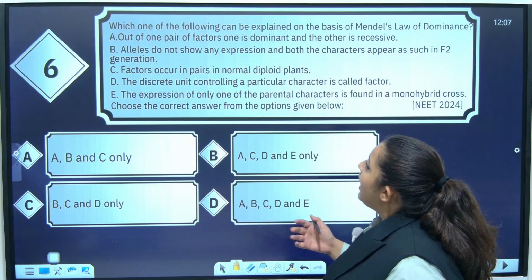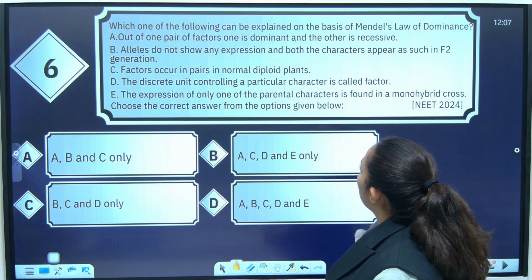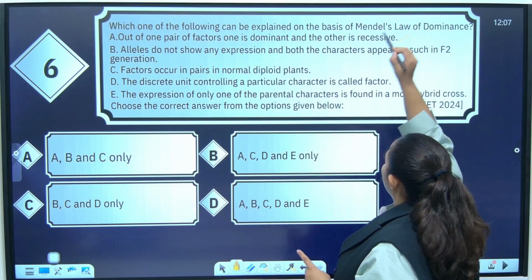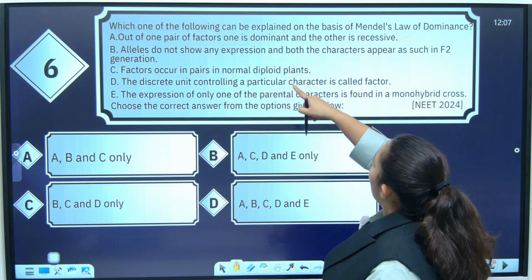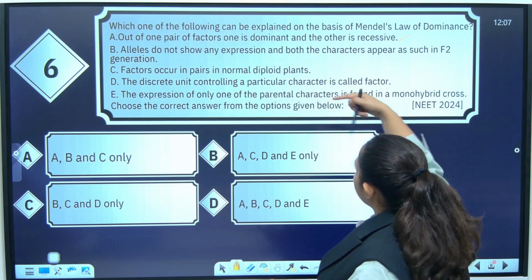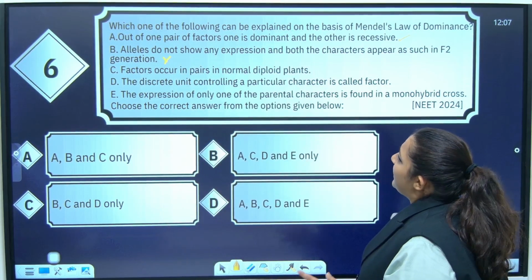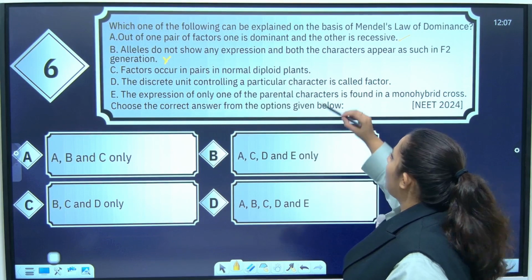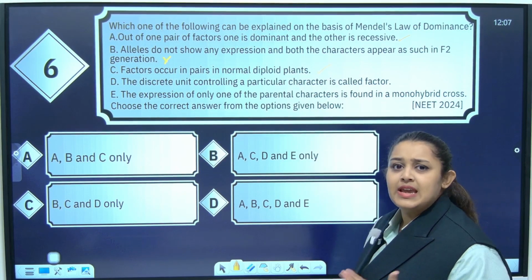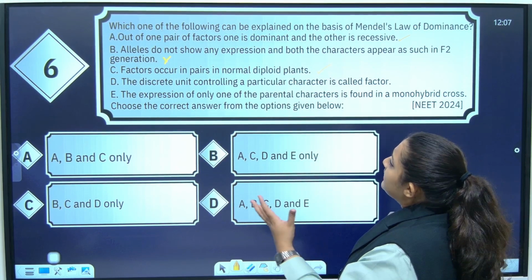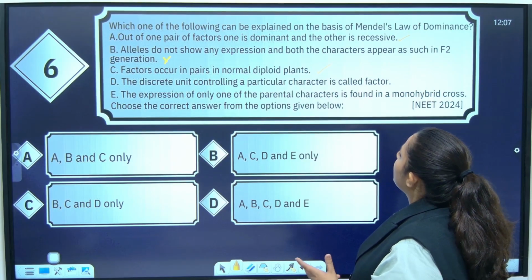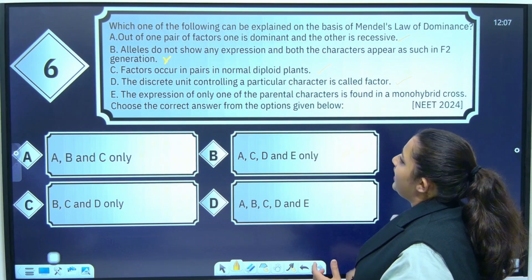Okay, so out of one pair of factors, one is dominant and the other is recessive. That's correct. Alleles do not show any expression. This is incorrect. Alleles will always show their expression. Factors occur in pairs in normal diploid plants. Yes, factors means he called gene as factors, right? The discrete unit controlling a particular character is called a factor, correct?